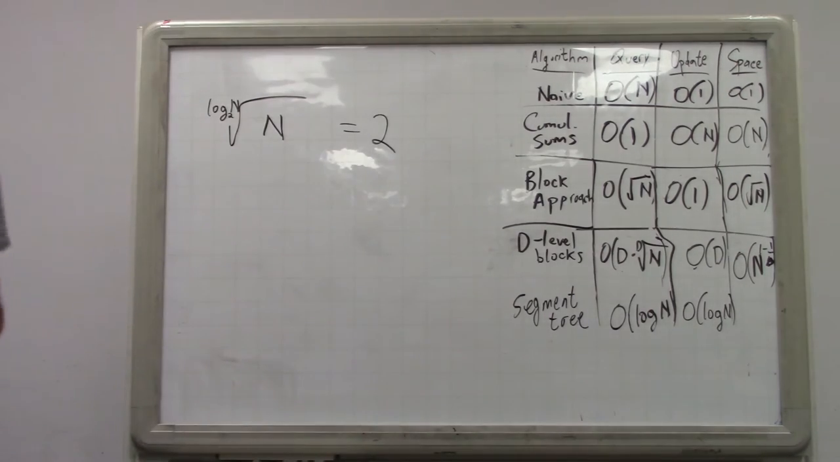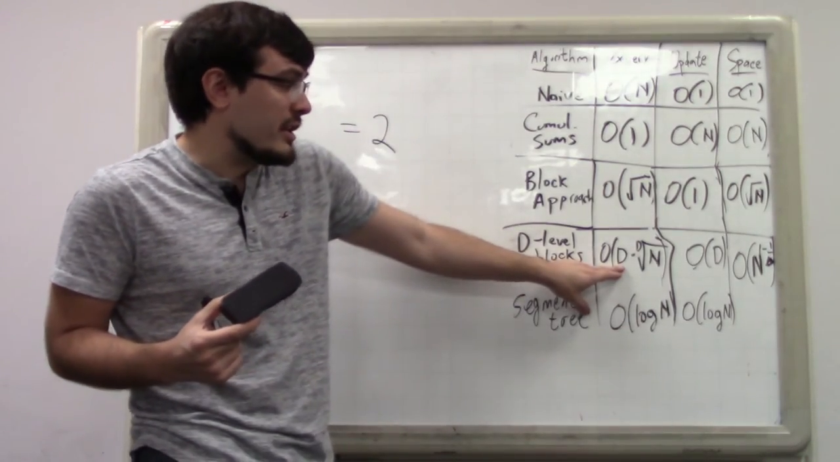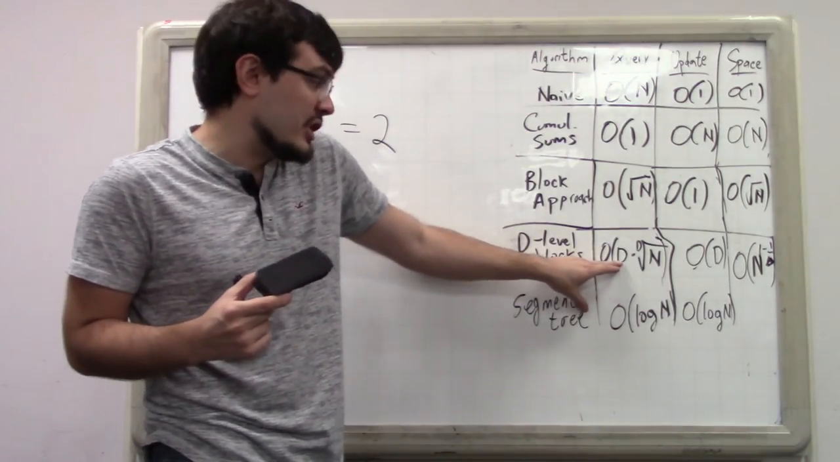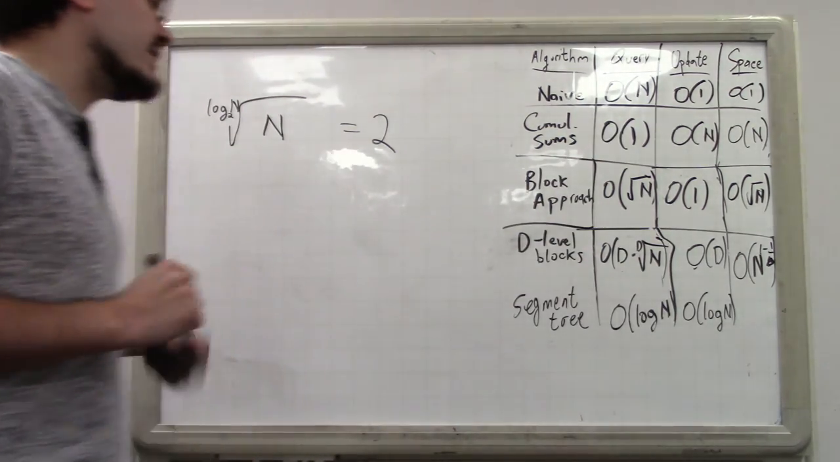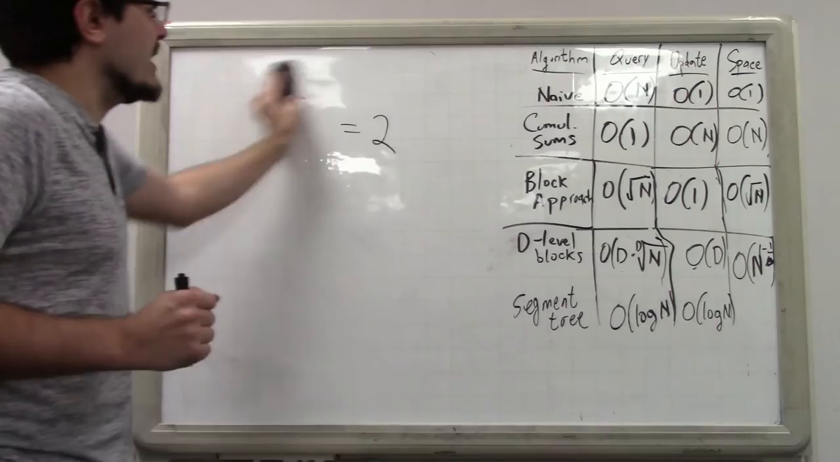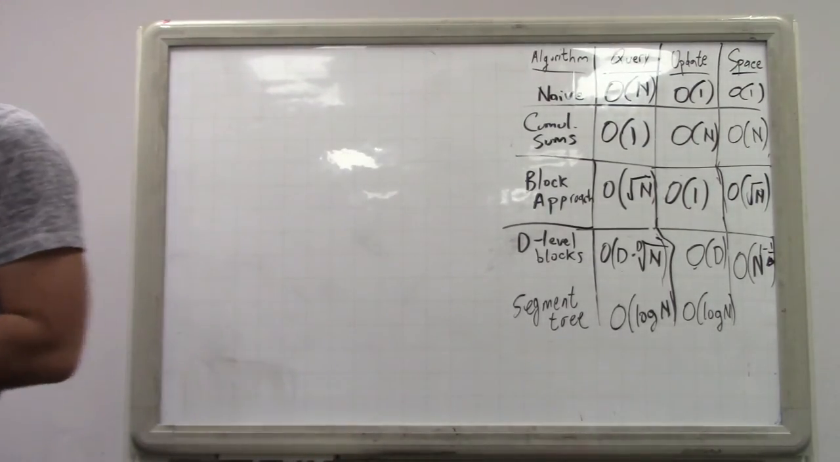And you can't reduce it any more than this, right? Because if you try to increase D beyond log n, then just this factor by itself will be more. Okay, so we know that the segment tree is basically the limit of this block level approach, to have as many levels of aggregation as possible.